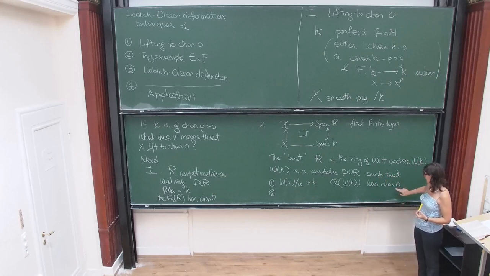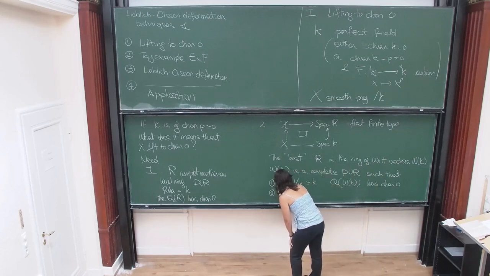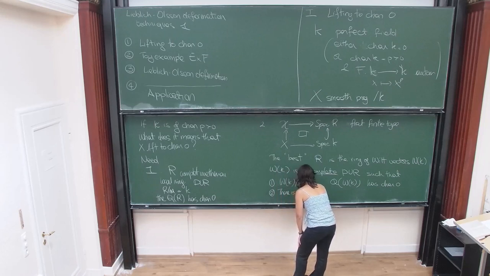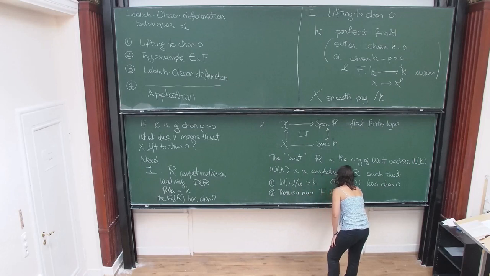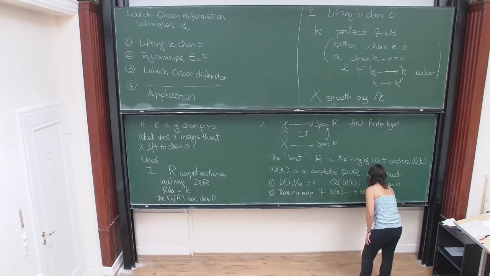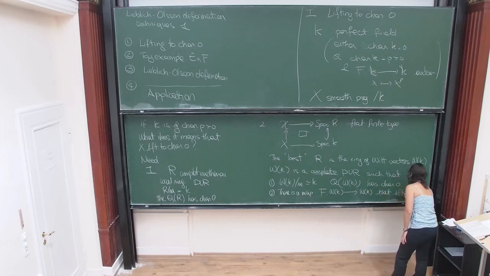So we have, in characteristic zero, there is a lift of Frobenius, a map F from W(K) to W(K) that lifts Frobenius.